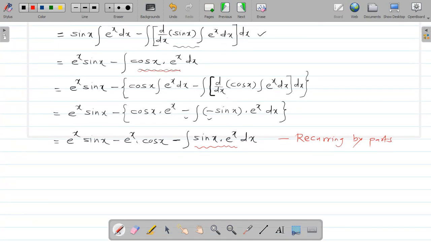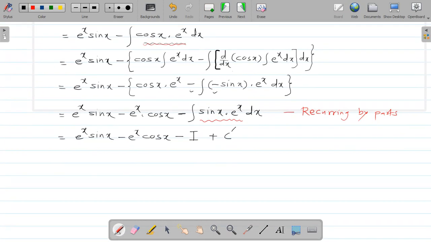Now in this case, what do we have to do for the next step, because again and again after evaluating you will get the same part. First of all, write the first term as it is, e raised to x sin x, minus e raised to x into cos x as it is, minus, now in place of this integration we put I, because the value of the integration of sin x into e raised to x is considered as I, plus a constant c dash for further adjustment. Now the left hand side is also I. Now this is minus I.